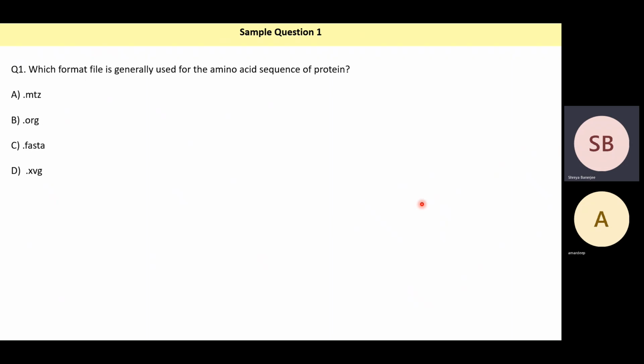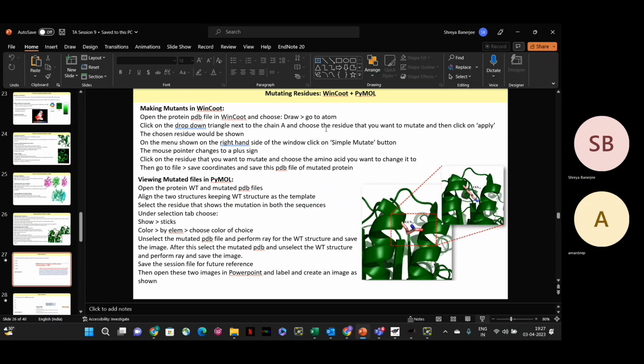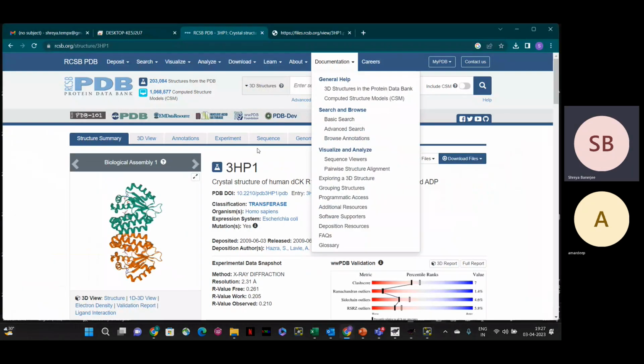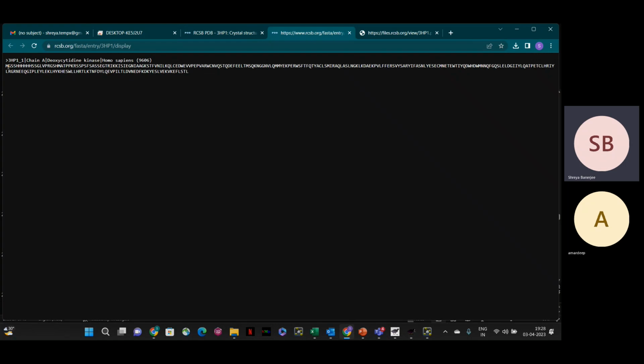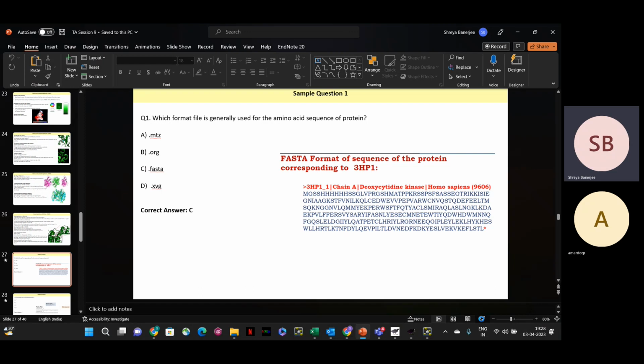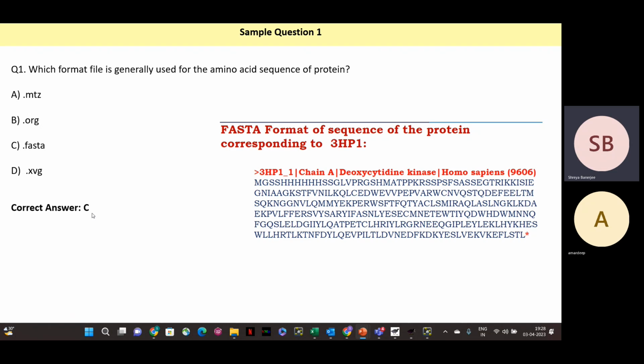Right, so the correct answer is the FASTA file format. If you remember, I'll go to the FASTA file format so you can see it directly. In the PDB, if we go to display files and then FASTA sequence, you will see the amino acid sequence is given. Each amino acid is represented by the single letter code, so M for methionine, G for glycine, and so on. Since the question was which file format is generally used for the amino acid sequence of protein, the correct answer is FASTA format, or C.